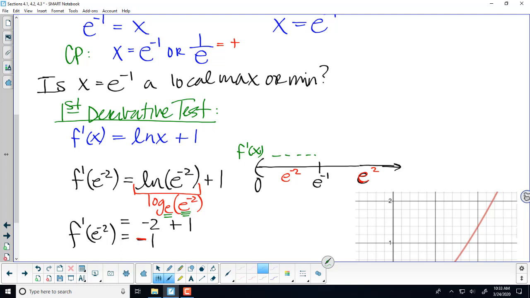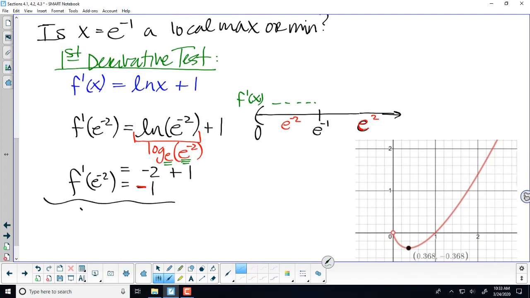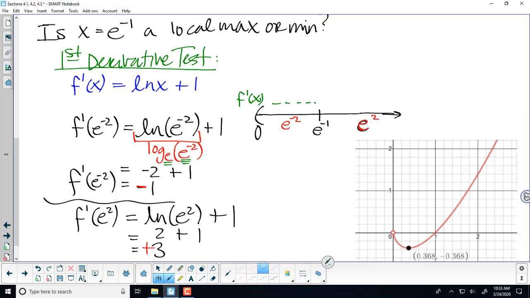Okay, when I plug in e to the second, in similar fashion, into my first derivative, I get the natural log of e to the second plus 1, which evaluates out to be 2 plus 1, which is 3, which is positive. So it is positive on this interval, which tells me then that my function is decreasing and then increasing. So by the first derivative test, I know that my critical point, e to the negative 1, is a local minimum.